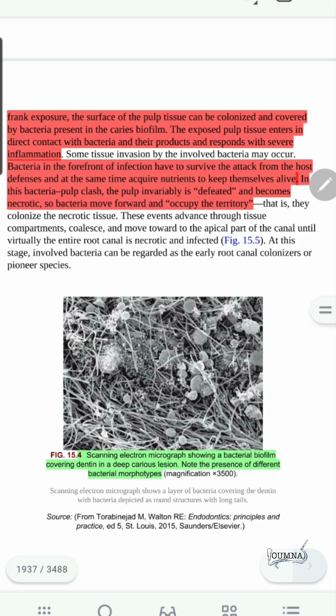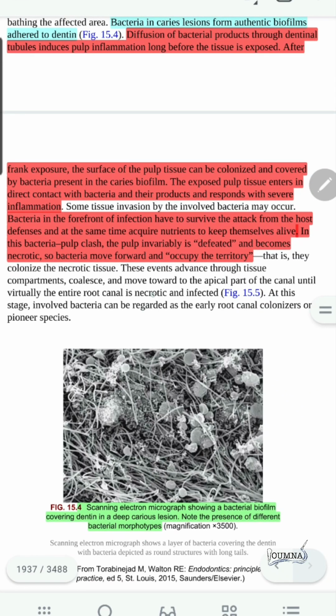We can see these bacteria under the microscope with various morphotypes. When the pulp becomes exposed to these bacteria with direct connection, the pulp responds with severe inflammation, and then a pulp clash happens. In the bacteria-pulp clash, the pulp at the end loses the war and becomes necrotic. So bacteria move forward and occupy the territory.